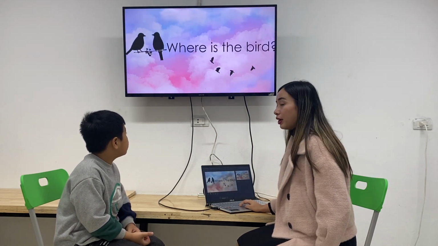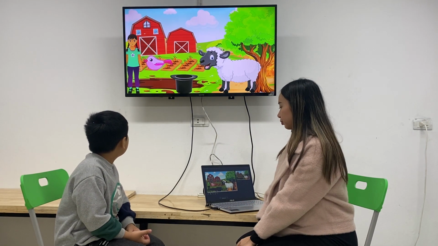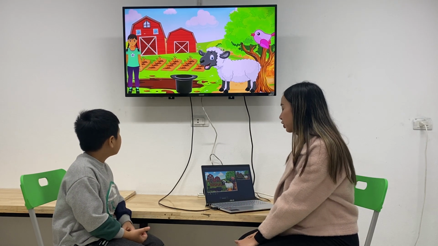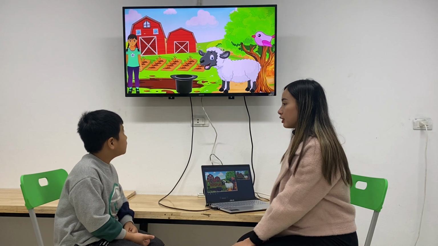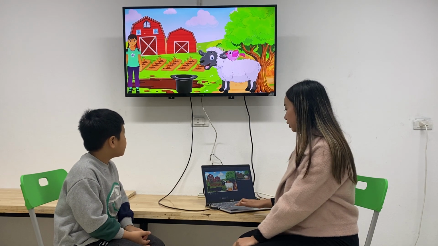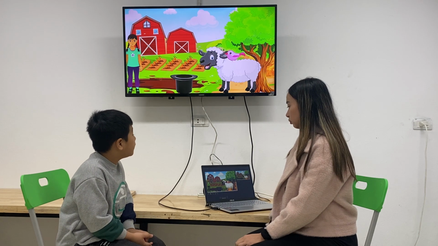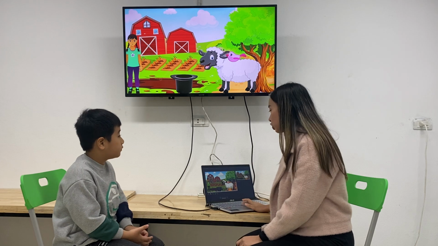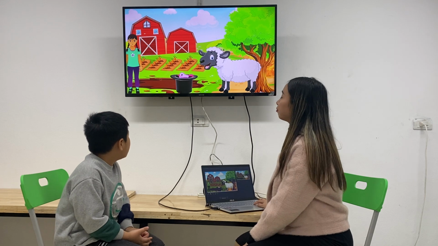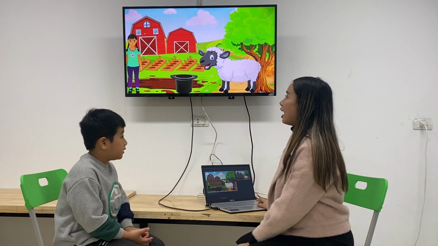Now, where is the bird? First, where is the bird here? The bird is next to the girl. Next one, where is the bird? The bird is in the tree. Good. Next one, where is the bird? The bird is on the sheep. And last one, where is the bird? The bird is in the hat. Okay, thank you.